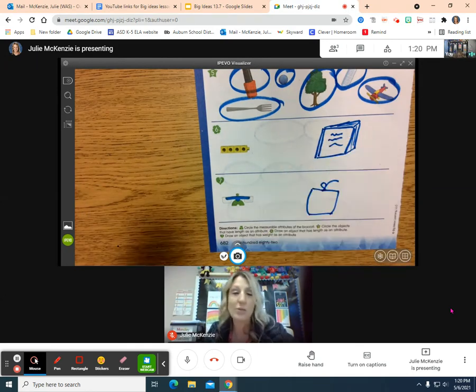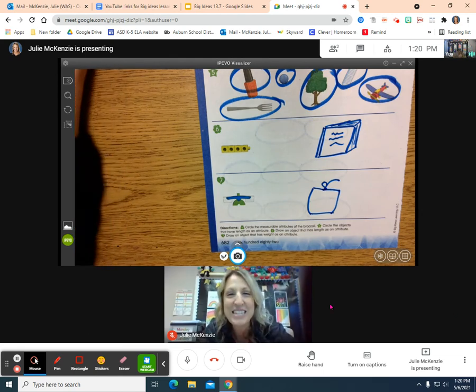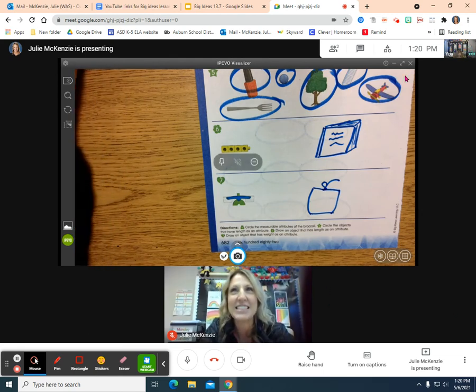So if I say, what is an object that has length as an attribute? You can say, oh, of course, Miss Mackenzie, a book. Or if I say, what has weight as an attribute? You can say, of course, Mrs. Mackenzie, an apple. All right, good job today in math. I will see you next time, boys and girls.